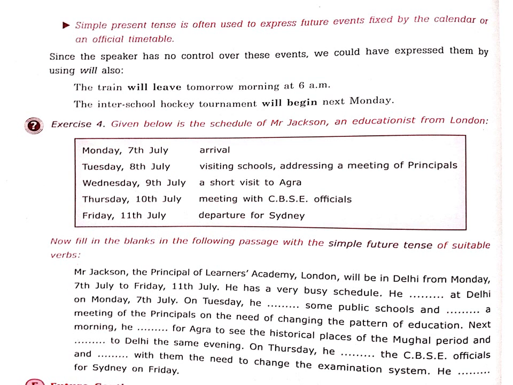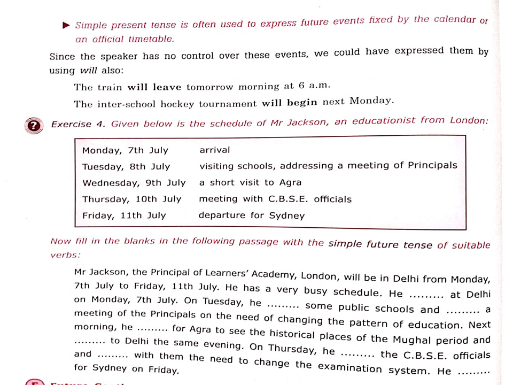Let's see next. Simple present tense is often used to express future events fixed by the calendar or any official timetable. Since the speaker has no control over these events, we could have expressed them by using will also. Now you see, the train will leave tomorrow morning at 6 a.m. That's correct. But we can write it with the present also, as we saw before. The inter-school hockey tournament will begin next Monday. So you can use it in future as well as in present.